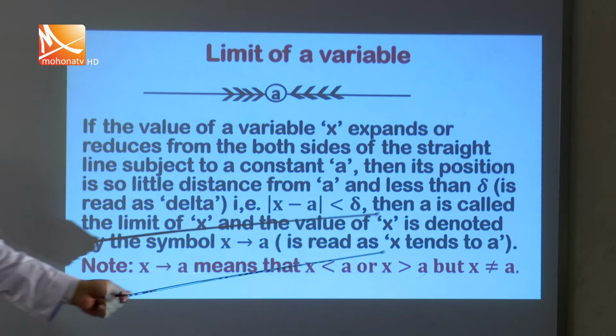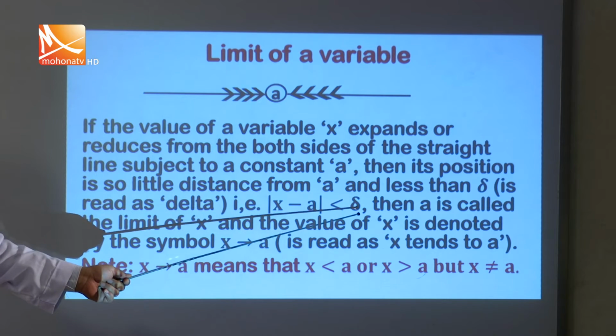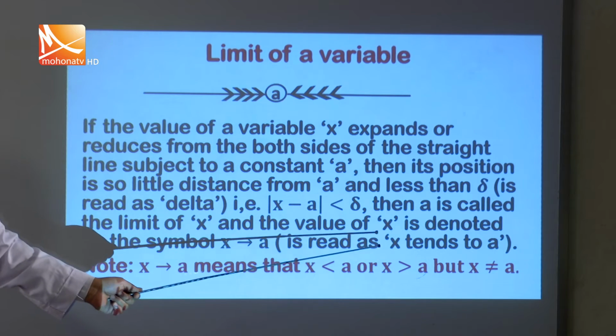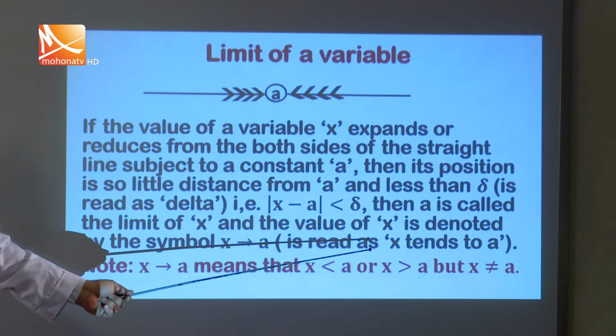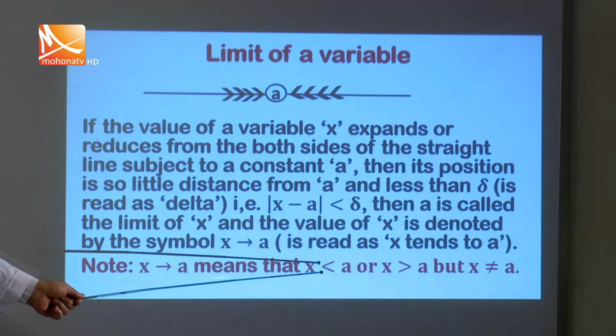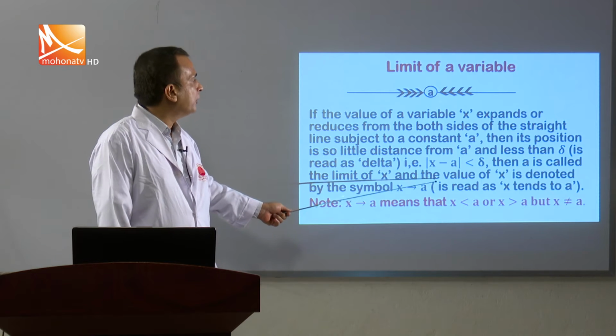We read this symbol as delta. If the absolute value of x minus a is less than delta, then a is called the limit of x, and the value of x is denoted by the symbol x tends to a. We read this as x tends to a. There is a note: x tends to a means that x is less than a or x is greater than a, but x is not equal to a. x less than a means that x tends to a minus; x greater than a means that x tends to a plus. Okay.